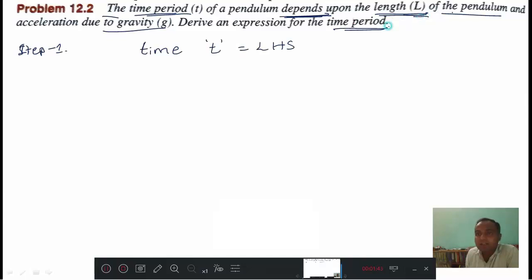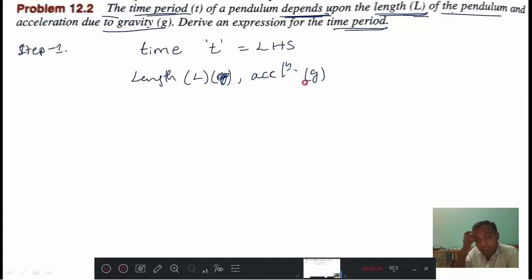Right? Now, what is it depending on? It is depending on the length, which we will call L, and it is depending on acceleration due to gravity, that is g. Therefore, these two terms I will write on the right-hand side. First step is over. I identified the dependent variable and independent variables. Then the second step, what does it say? The second step is to write down the dimensions of the given parameters.